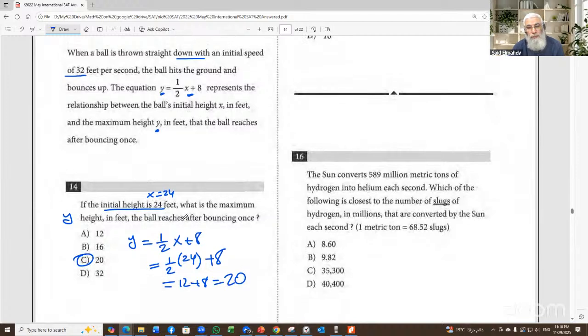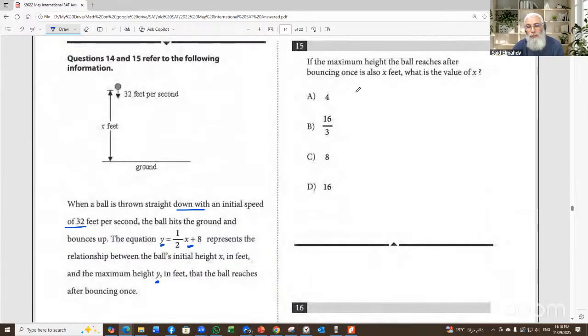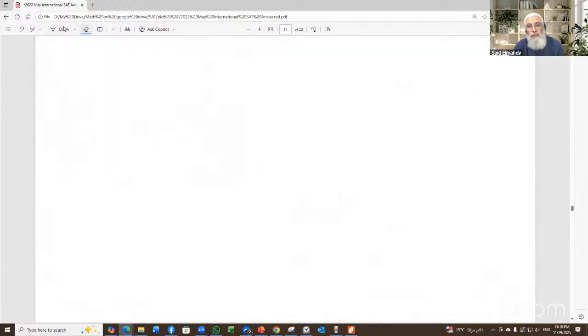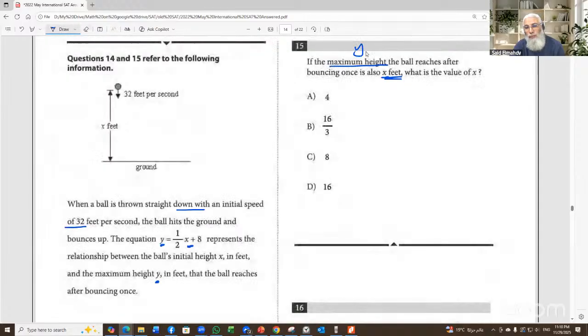Now, it says here, if the maximum height the ball reaches after bouncing once is also x feet. So the maximum height is y. After bouncing once is also x feet. So y is equal to x, and the equation is 1/2 x plus 8. What is the value of x?